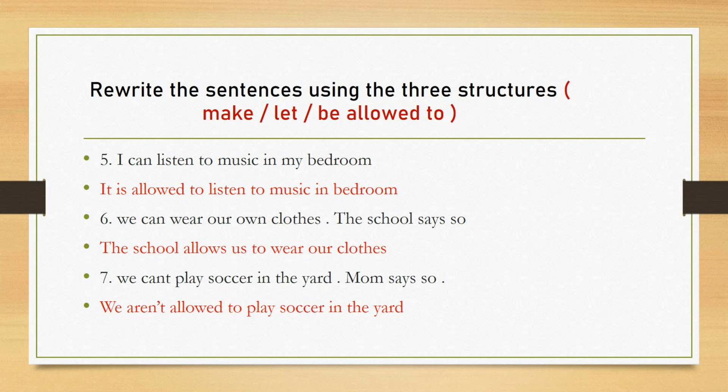Now let's move to sentence number 7. We can't play soccer in the yard. Mom says so. In this sentence here we have can't. So can't means that you don't have the permission or the possibility to do something.